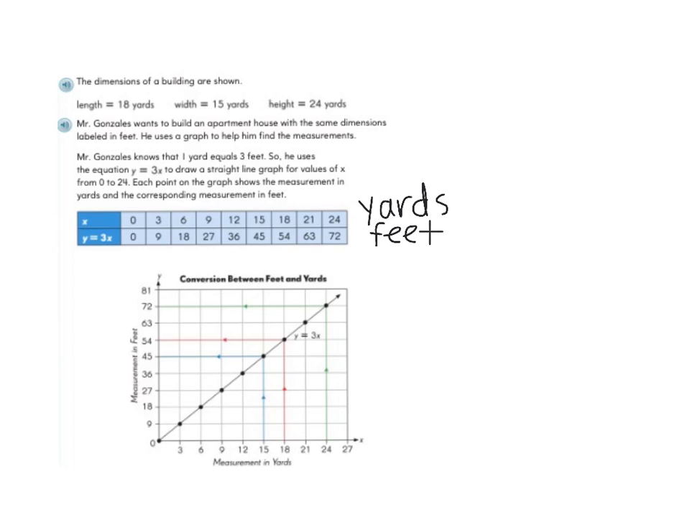If we take a look at the width, which was 15 yards, and see where it lines up with our graph, it would be equal to 45 feet. And if we take a look at the height, which was 24 yards, and see where it lines up with the graph, it would be equal to 72 feet.